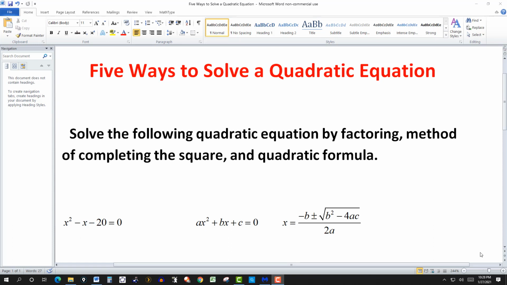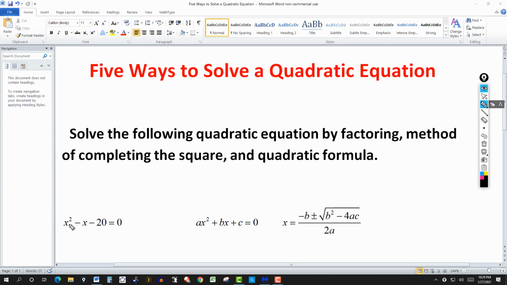In this video, I'm going to look at 5 ways or methods that you can solve a quadratic equation. So let's look at the first equation that I have here. x squared minus x minus 20 is equal to 0. Now, if the equation factors, that's the number one method you should use. If it's not easily factorable, then you can use the method of completing the square, or the method using the quadratic formula.